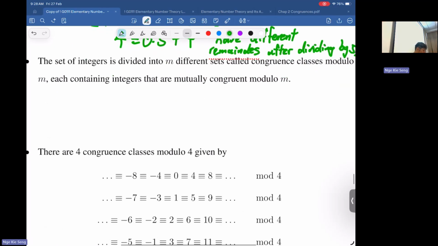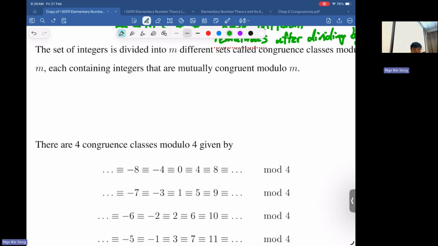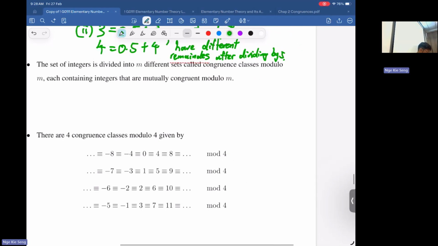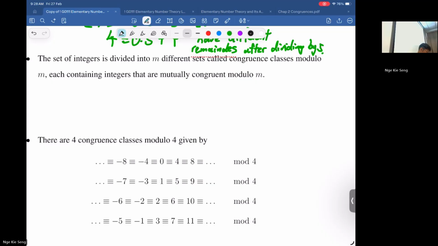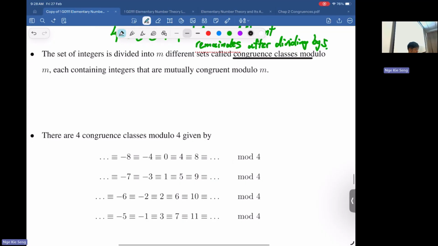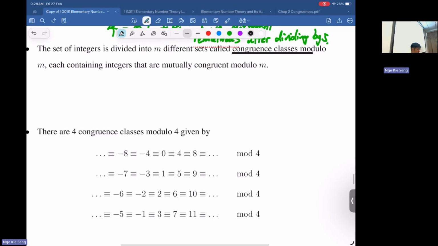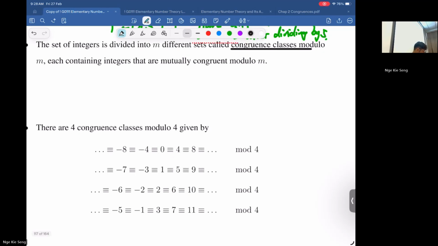Next, the set of integers is divided into m different sets called the congruence classes modulo m, each containing integers that are mutually congruent modulo m. This is like what I told you just now. Why m sets here? Because for each congruence class modulo m, you have m remainders, 0 up to m minus 1. For 3, you have 0, 1, 2.